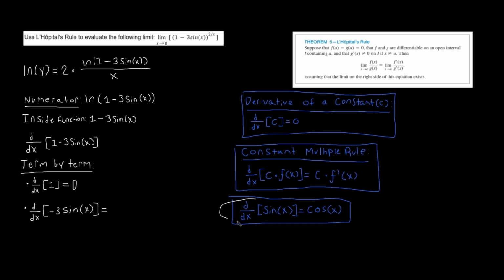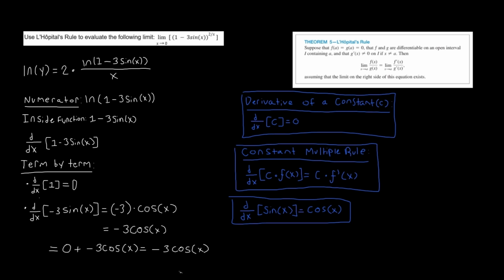The derivative of sine of x is always going to be cosine of x. So therefore, the derivative of negative 3 sine of x is going to be negative 3 times cosine of x. This, of course, is just going to be negative 3 cosine of x. This means we are going to combine what we found for the first term with the second term.